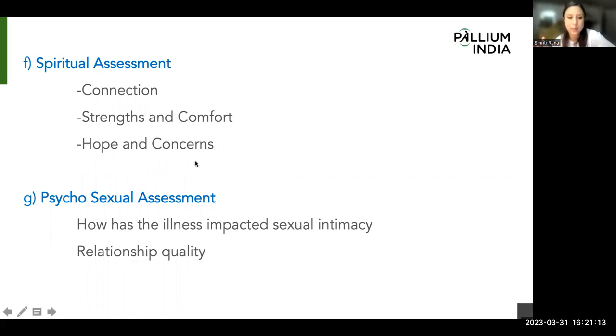Psychosocial sexual assessment, very tough. And why is it tough? Nobody will speak up. It's a taboo in our country. Nobody will speak about it. It's a taboo word. And they won't be comfortable sharing at times.